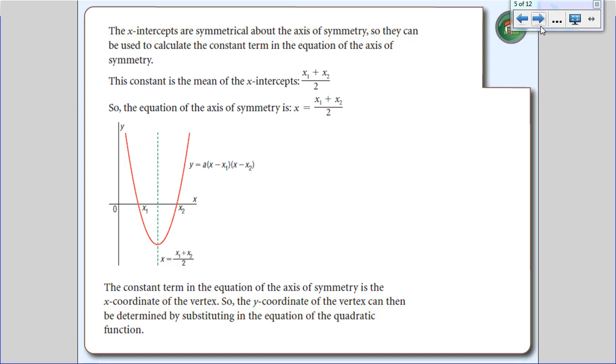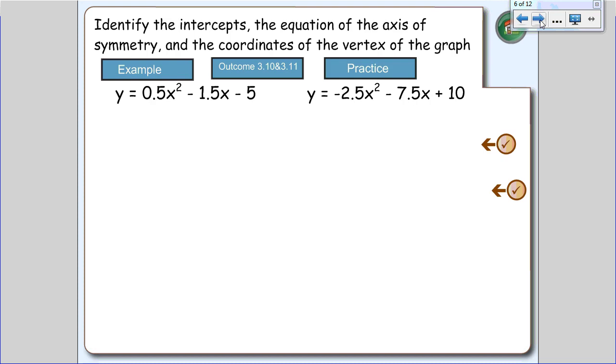Identify the intercepts, the equation of the axis of symmetry, and the coordinates of the vertex of the graph. So, we can find a little bit of everything. And we're going to do it without graphing, because we want to know how to actually do it. Graphing is an escape plan if you're ever really lost. But remember, we set up your test so that most of the questions you can't graph. We do that on purpose. We want you to be able to do the math.